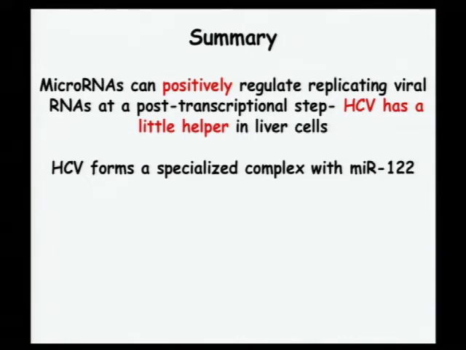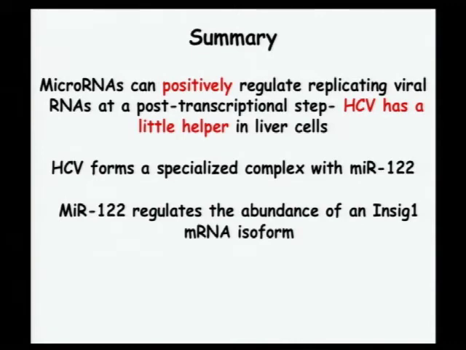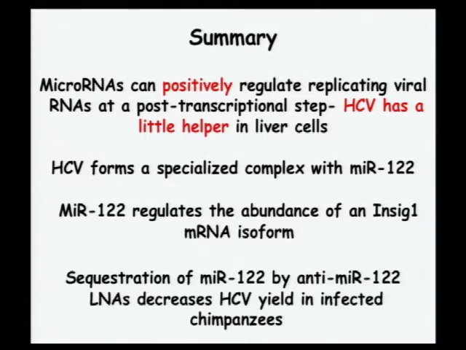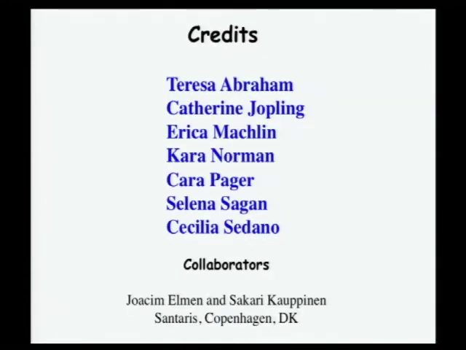There's a really strange microRNA complex, and that's the one HCV has subverted. And it downregulates Insig 1, an mRNA isoform, by a mechanism by which normally microRNAs do. And I told you that in the chimpanzee model so far, there's good evidence that it lowers the yield of virus. And I mentioned some of these people.